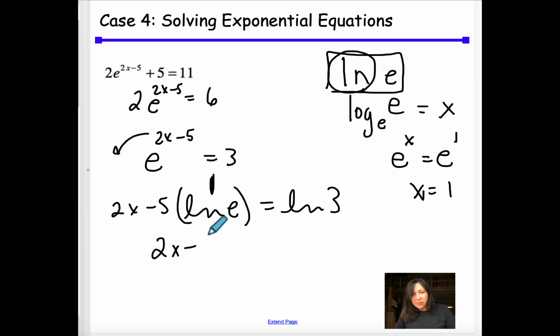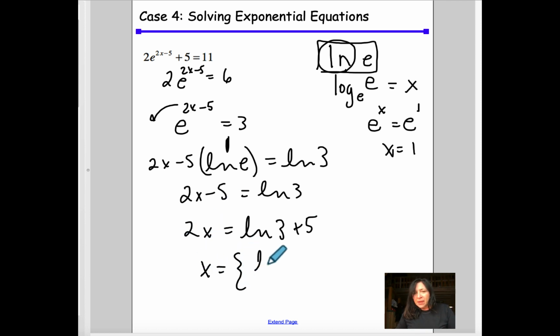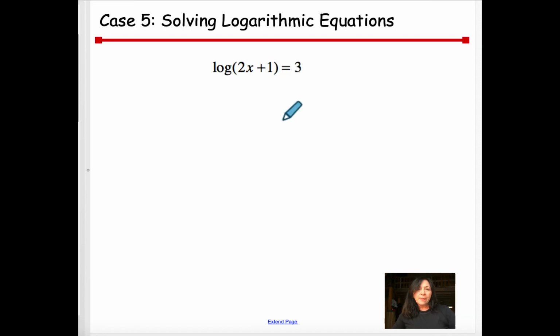So we have 2x minus 5 is equal to ln of 3. I'm doing this part without a calculator. So yes, you can plug in ln of 3. Go ahead and do that if you want. 2x is equal to ln of 3 plus 5, and then you would add 5. Divide by 2, you get x equals ln of 3 plus 5, divided by 2. And then, again, plug into a calculator, and you guys can get that value.